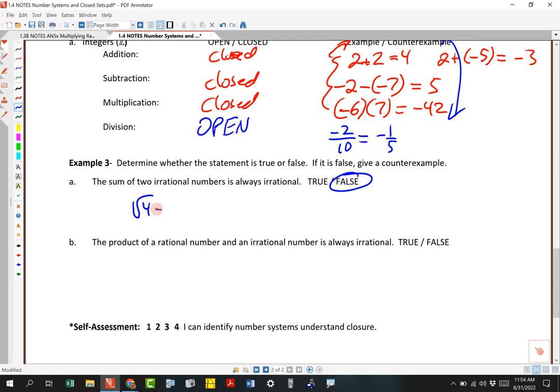Okay, radical 4 plus radical 5. This would be 2 plus, if you check, this is 2 point blah, blah, blah. You're going to end up with 4 point blah, blah, blah, no repeating pattern, okay? So that's not going to be a good counterexample because that's still irrational, okay? Yeah. It's radical 4 plus radical 4. Okay, radical 4 plus radical 4 ends up being a 2 plus a 2.